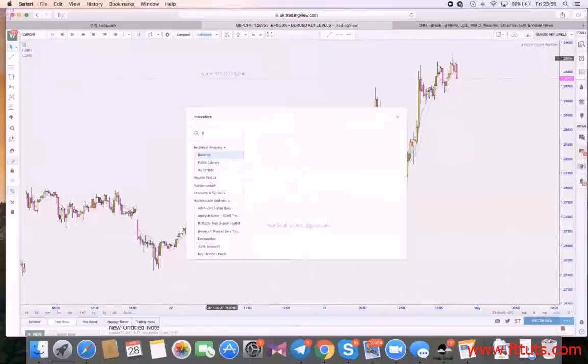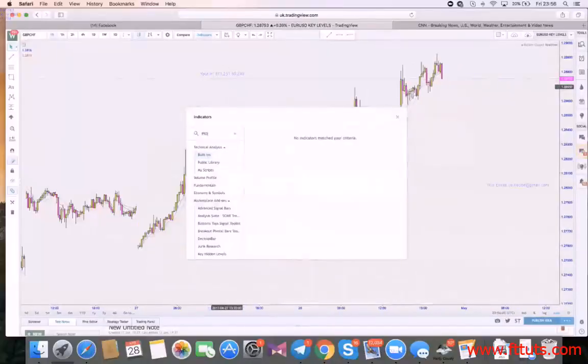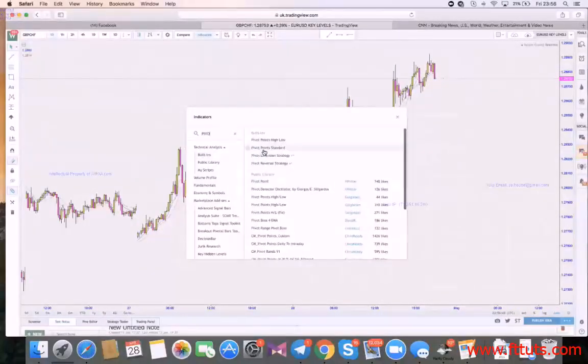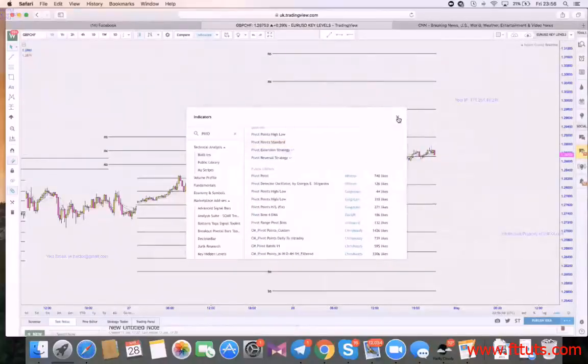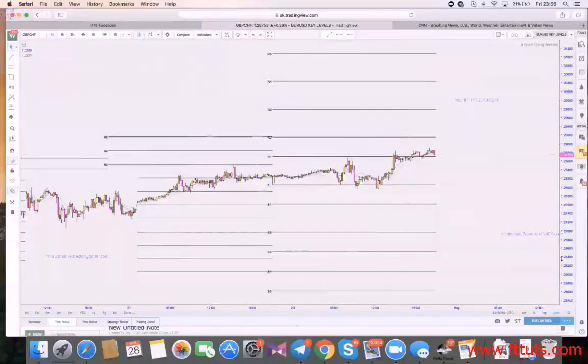Indicators, guys. Then you write pivots, and you have the pivot point standard. You mark them on the charts, and that's it.